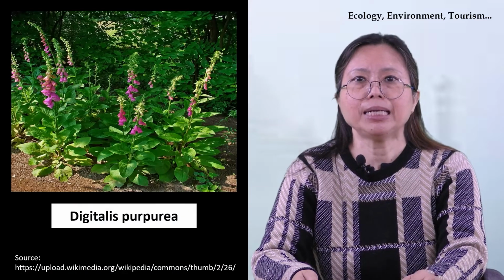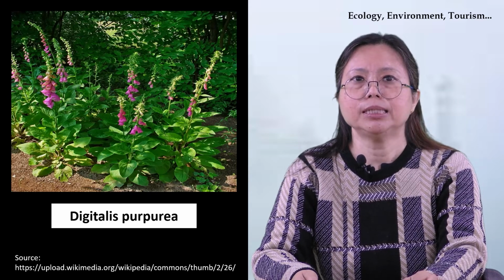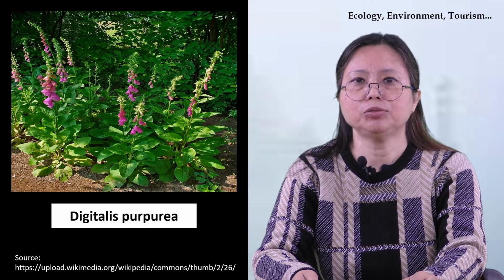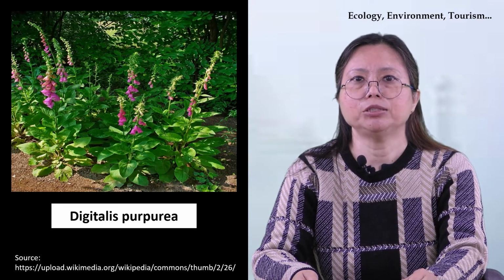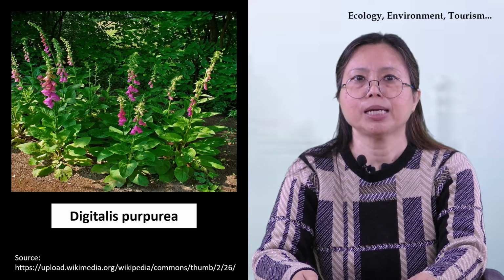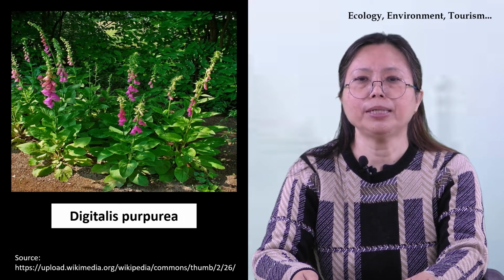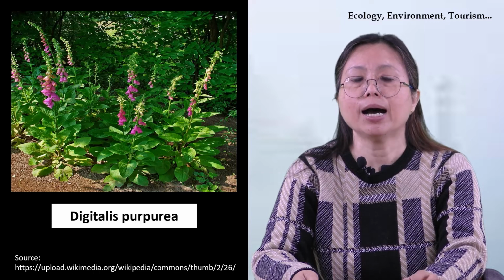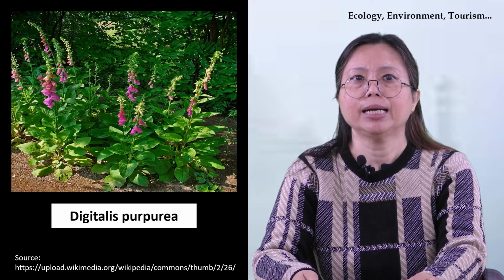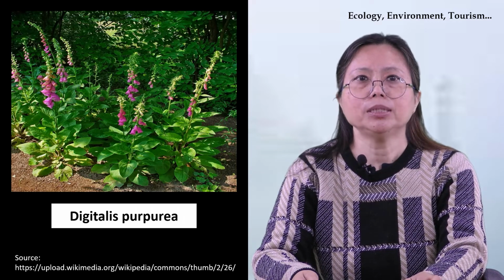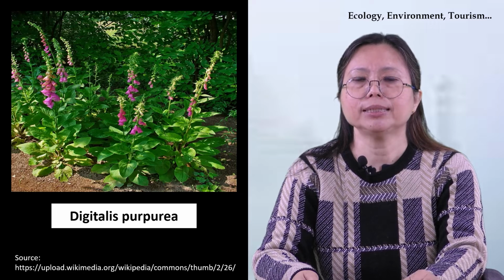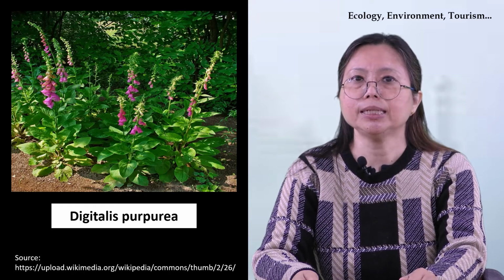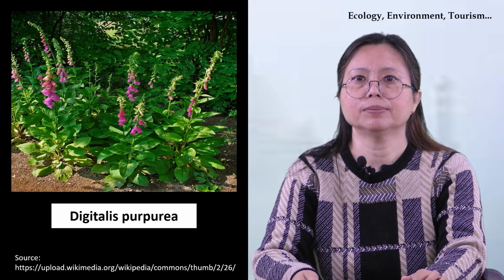This is another medicinally important plant, Digitalis purpurea. Figure 3 shows the image of Digitalis purpurea, also commonly known as the foxglove plant, which is used for treating heart diseases. A compound, digoxin, is extracted, which is used for treating heart ailments.